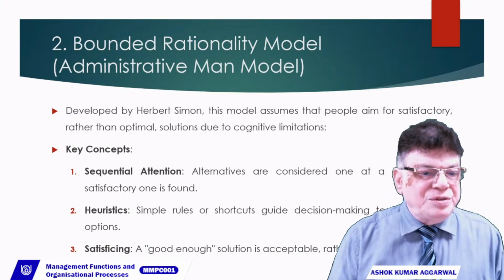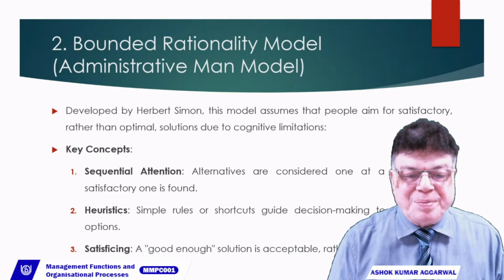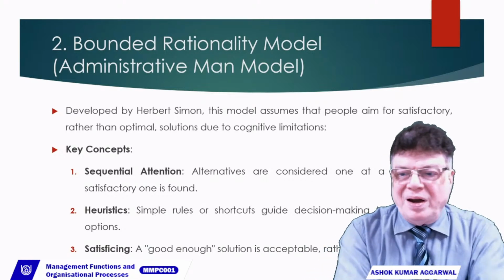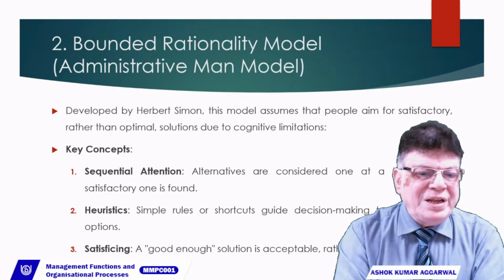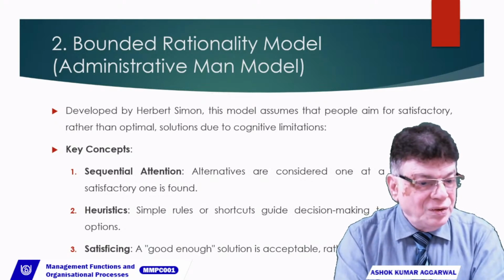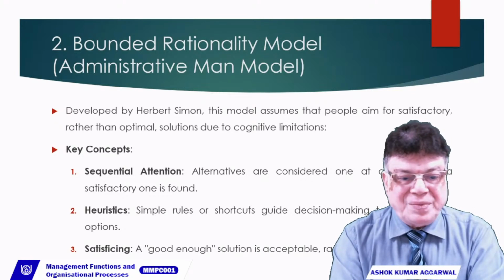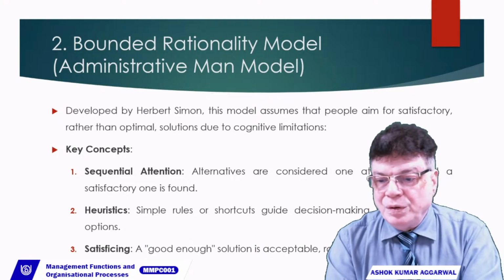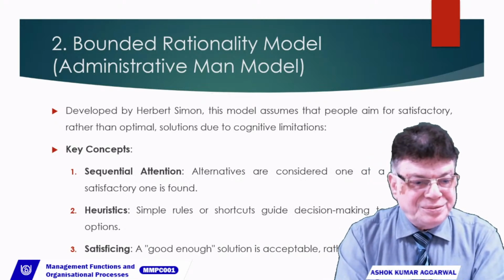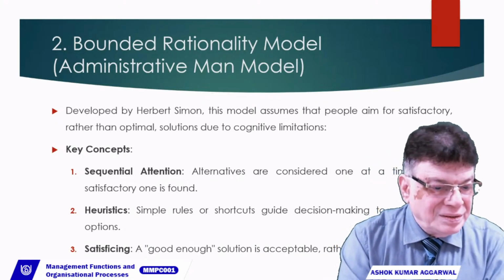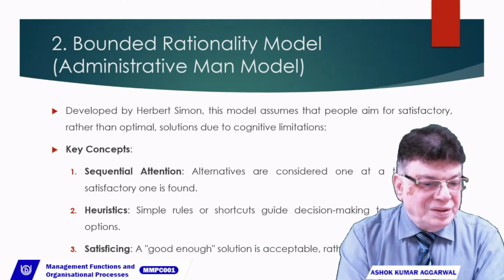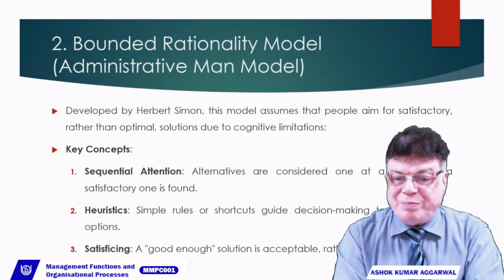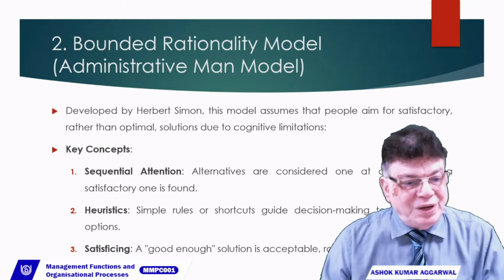Key concepts: sequential attention. Alternatives are considered one at a time until a satisfactory one is found. Heuristics: simple rules or shortcuts guide decision making to manageable options. Satisficing: a good enough solution is acceptable rather than the best one.